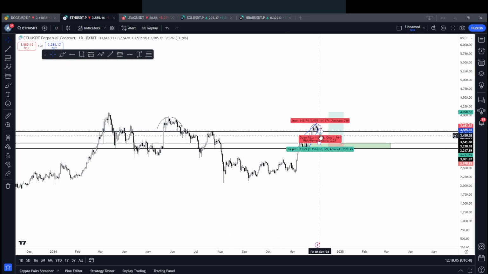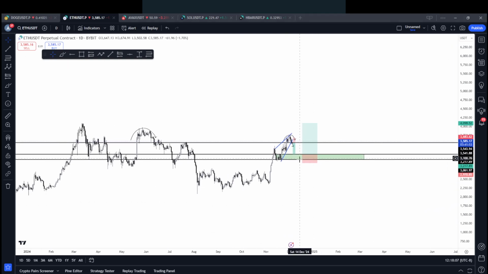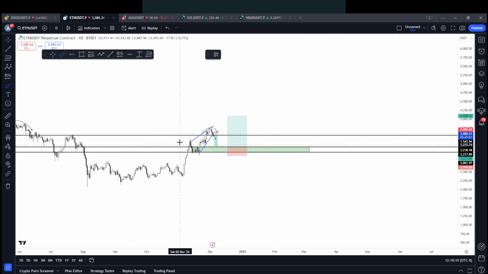Now, ETH hasn't broken market structure to the downside yet, right? If we're looking at higher highs and higher lows, maybe you can say this one. Until we fall back below here and turn to resistance, I'm not looking for this to be bearish.